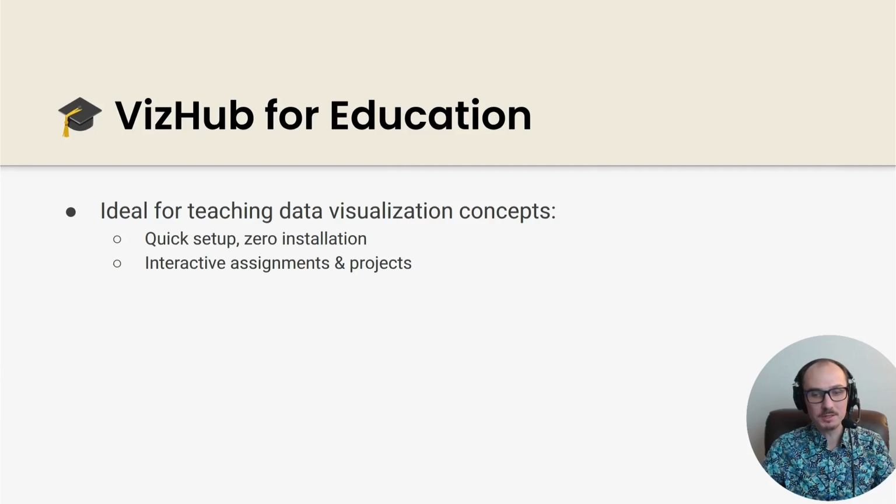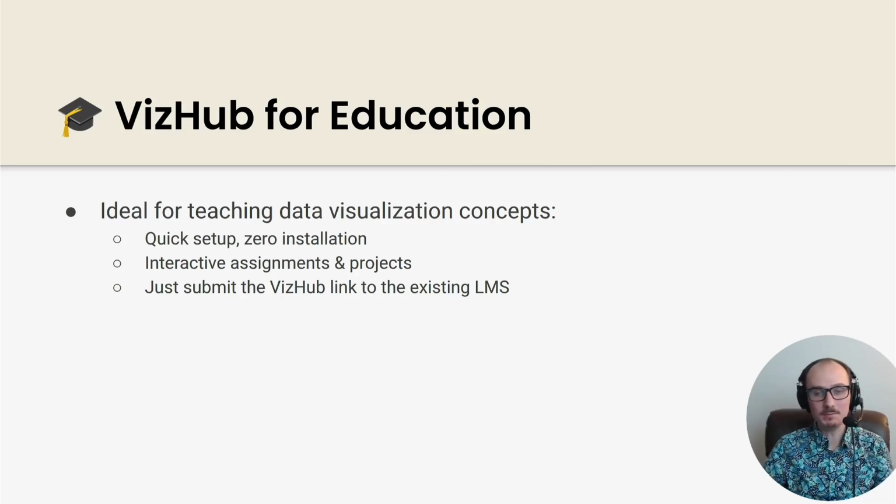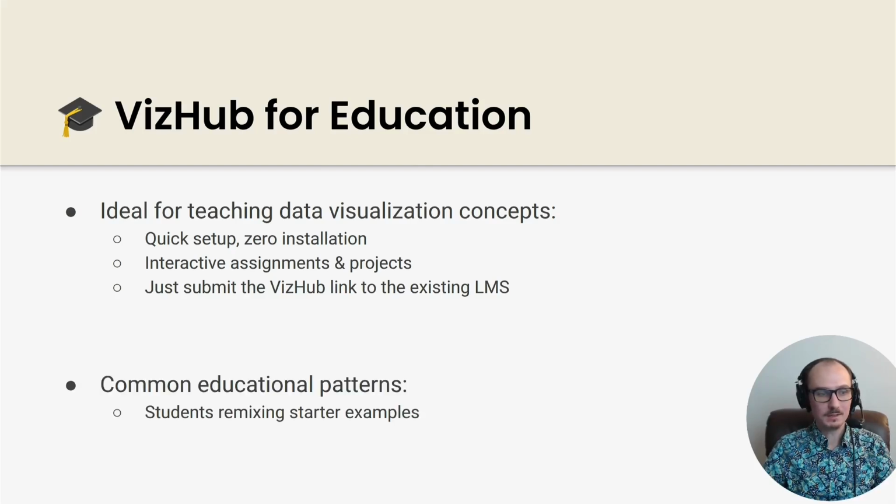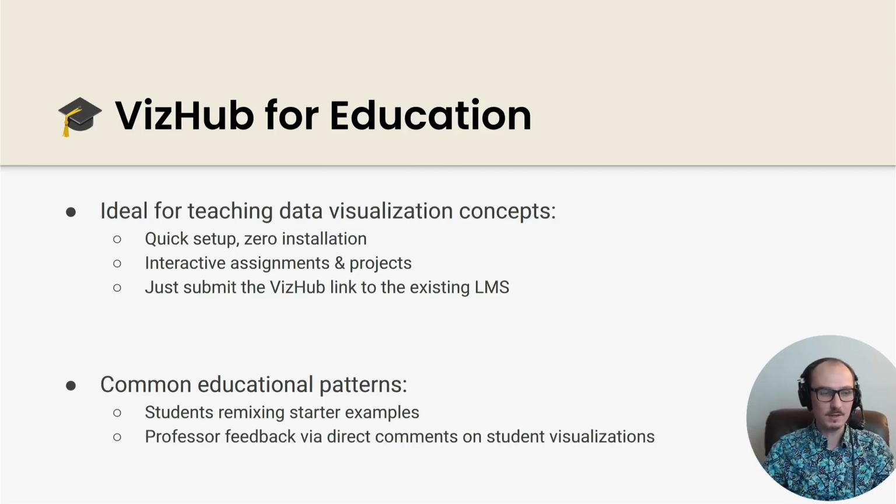The assignments and projects are very interactive, meaning you can edit the code, see the thing work. It's interactive. It's not just static generating images like, I don't know, Python stuff. And then you can just submit the Vizhub link into an existing learning management system like Canvas is what I use at WPI. So the common pattern is, the teacher comes up with some starter examples and then shares that with the students, and then they fork that and modify it for the assignments. And I'm sure you've experienced this.